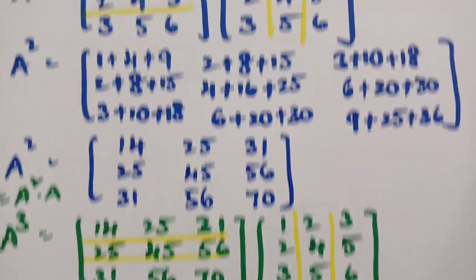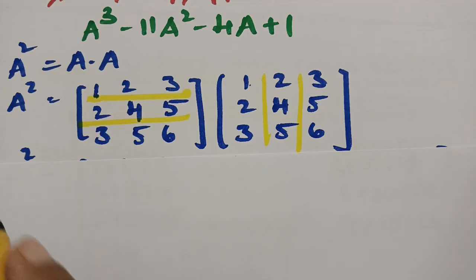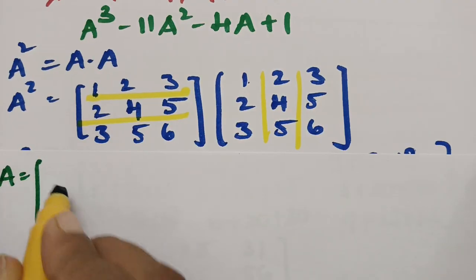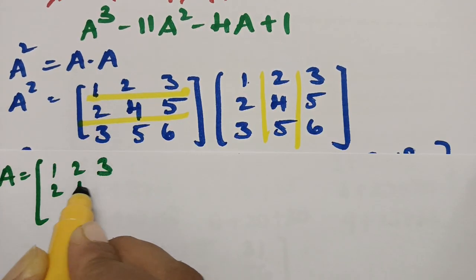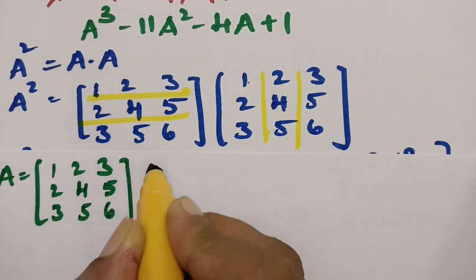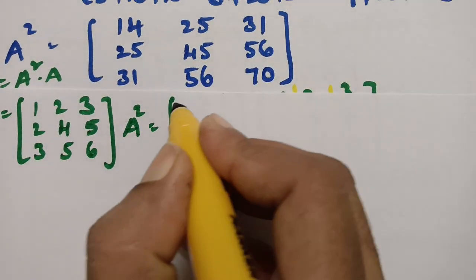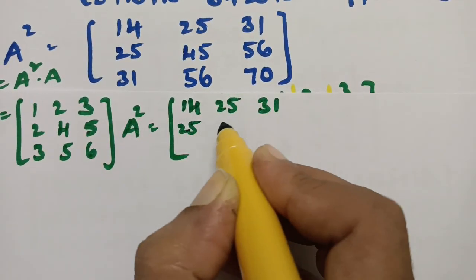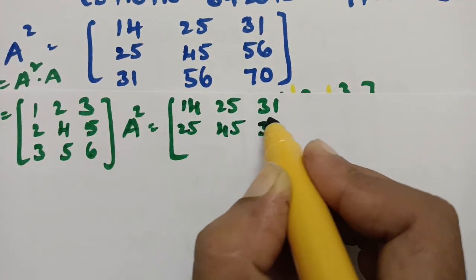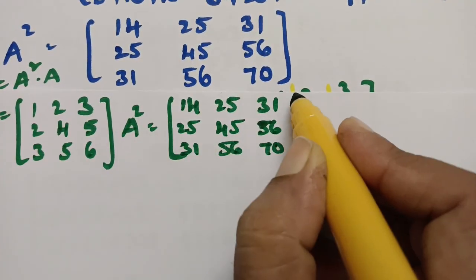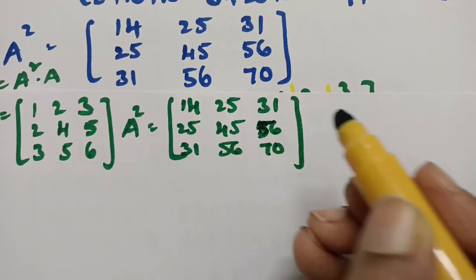See here, our A value is ready. What is our A value? A is equal to [1, 2, 3], [2, 4, 5], and [3, 5, 6]. And what is our A square value? The A square value is also ready. So this is 14, this is 25, this is 31, this value is 25, this value is 45, this value is 56, and this is 31, 56, and this value is 70. So make sure that this is 56.